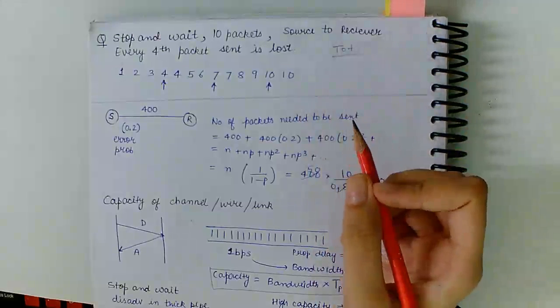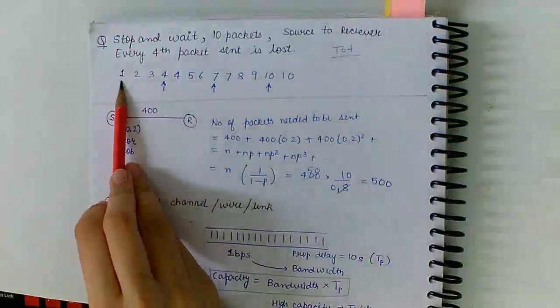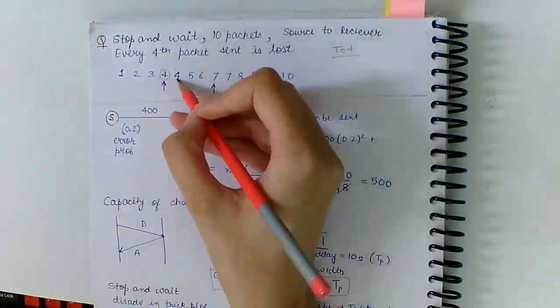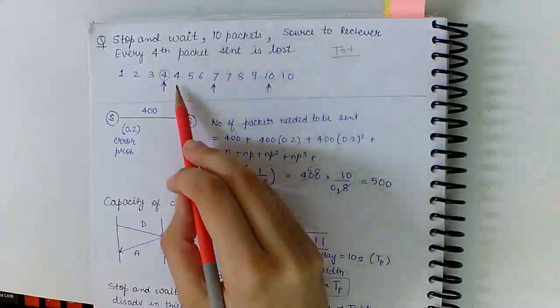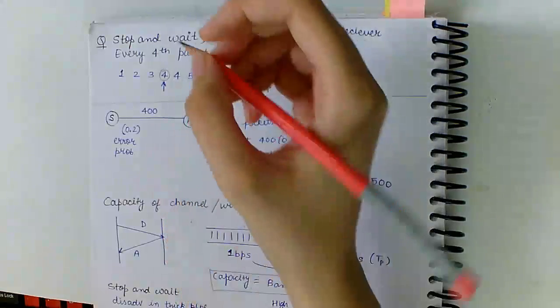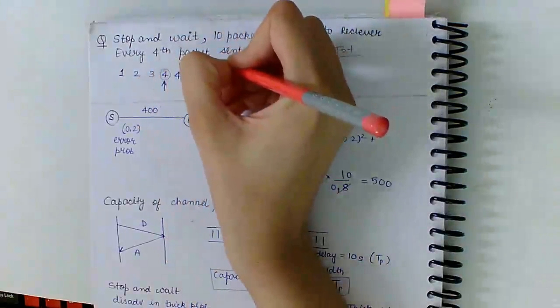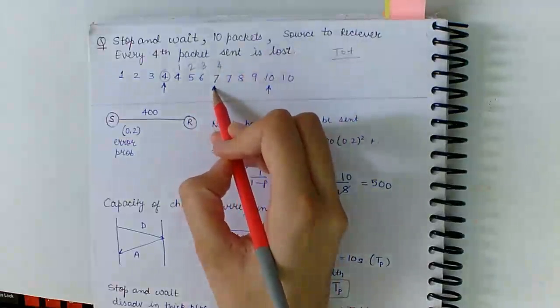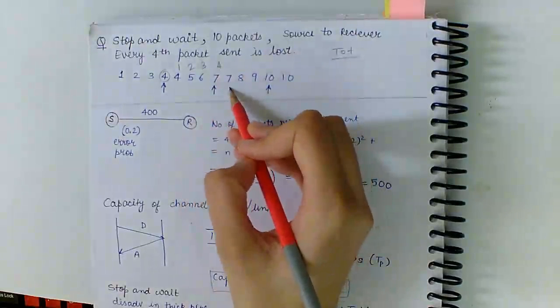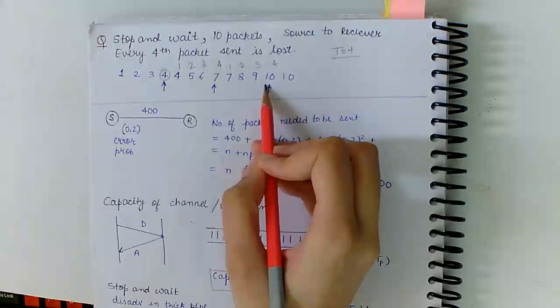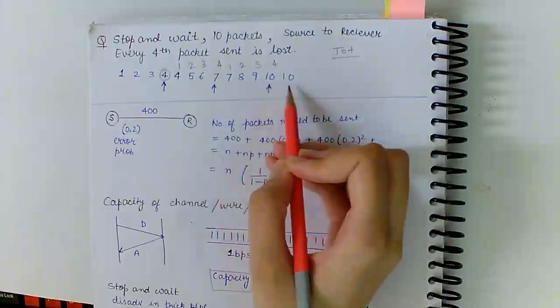So, we start by sending 1, then 2, then 3, then 4, and as this is the fourth packet, we have to resend 4 again, and then we send 5, 6, 7, and this is the fourth packet. Then we count 1, 2, 3, 4, and 7th becomes the fourth packet here, so it is resent. Then again 1, 2, 3, 4. So 10 becomes the fourth packet and it is resent.